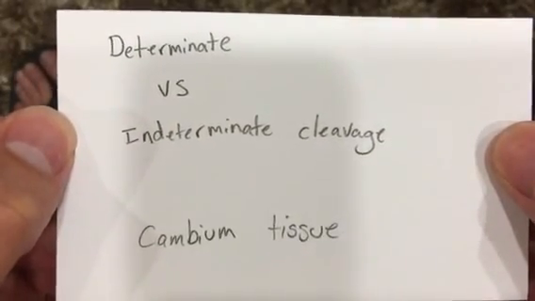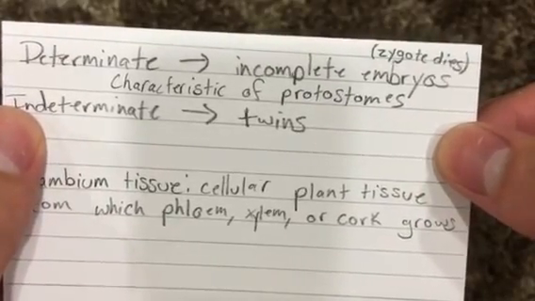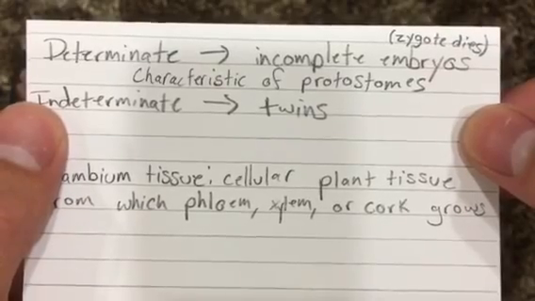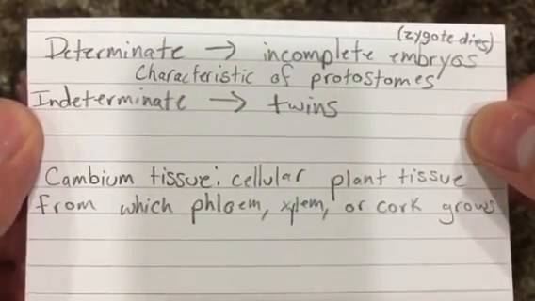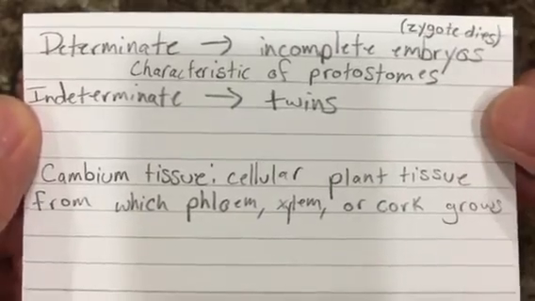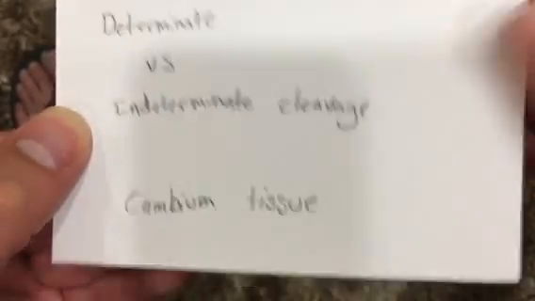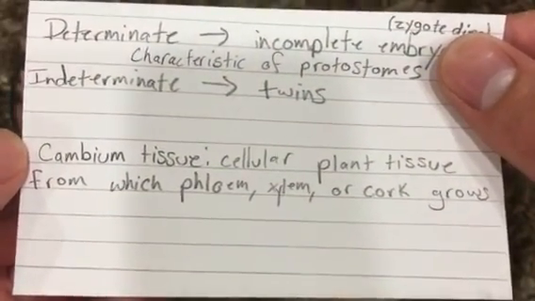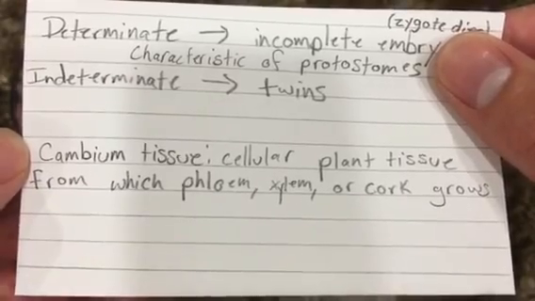Determinate versus indeterminate cleavage. Determinate cleavage, incomplete embryos, characteristic of protostomes. If one cell is lost, the zygote dies. Indeterminate cleavage, twins. Cambium tissue, cellular plant tissue from which phloem, xylem, and cork grow.